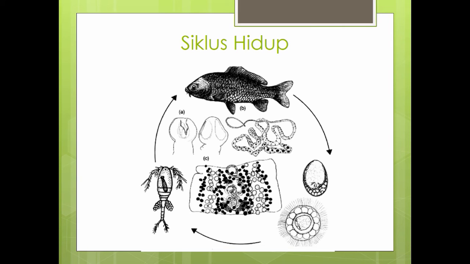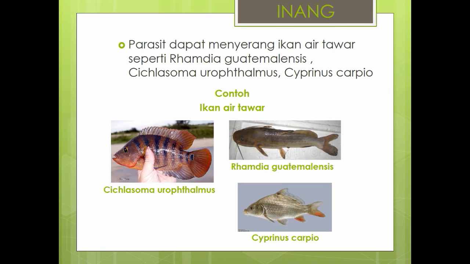The larva, coracidium, is surrounded by ciliated cells, which enable its active movement in the water after hatching from the egg. And these are the hosts that can be infected by Bothriocephalus sp.: freshwater fish like Rhamdia guatemalensis, Cichlasoma urophthalmus, and Cyprinus carpio.